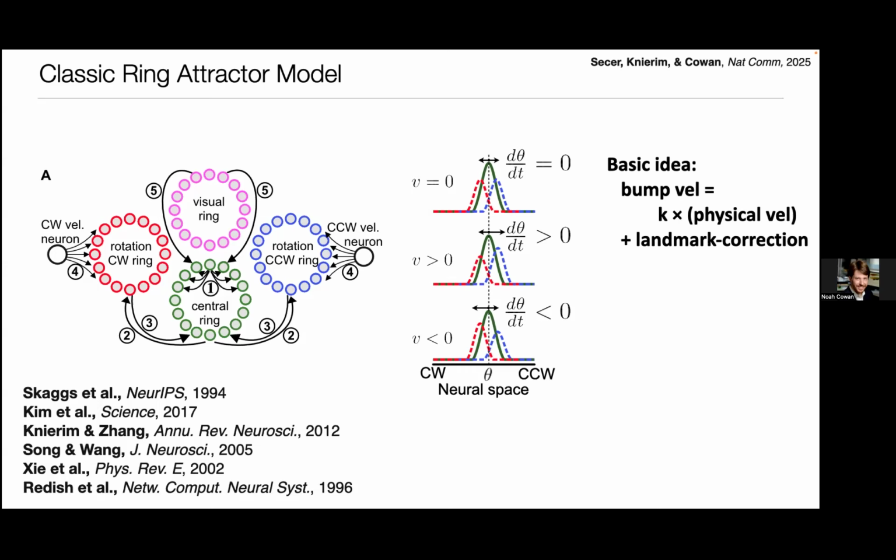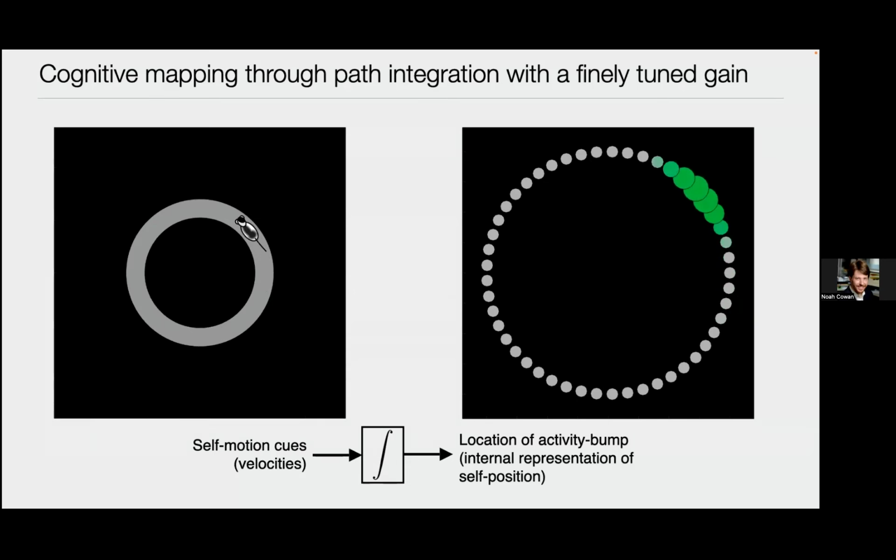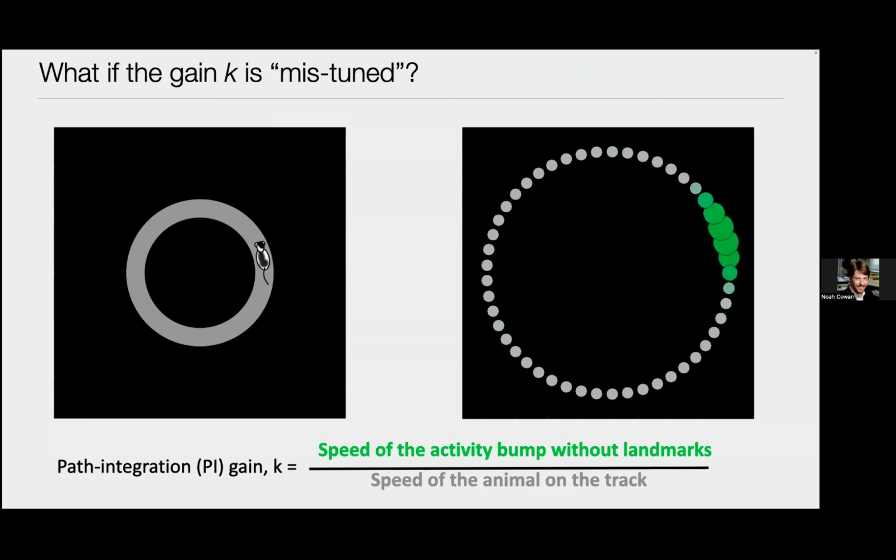Okay, and so the very simple idea is that the bump velocity is governed by the physical velocity times its gain factor plus a landmark-based correction. And so if the thing is all tuned up, then you can purely path integrate and keep track of your position. If your path integration gain is poorly tuned, then you're going to be over or underestimating your motion, and the bump of activity will move too fast or too slow relative to your physical movement. Okay, and so the path integration gain, as Jim mentioned earlier, is typically hidden when the landmarks are on, but when the landmarks are off, it reveals itself because there's no global landmarks correcting it all the time. So we treat that as if that's the path integration gain.